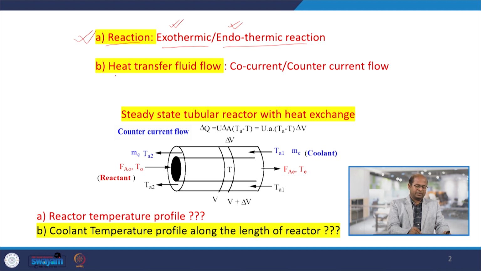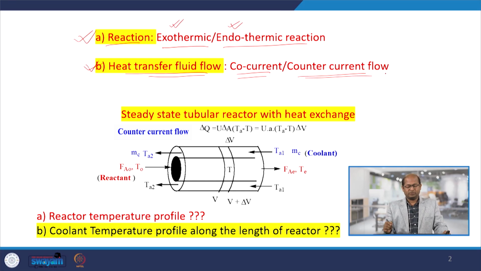Okay. And the heat transfer fluid or flow medium can also have different directions. It may be co-current or counter current flow, and we will discuss how that works. So, let us say this is our reactor. Here the reactant feed is passing from the left hand side to the right hand side. This is the reacting space where the reactions take place.